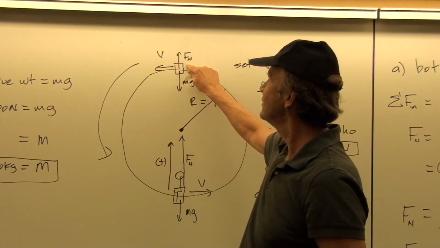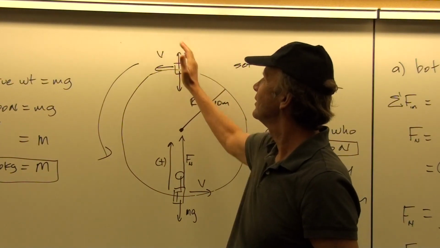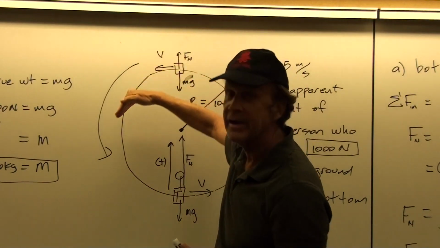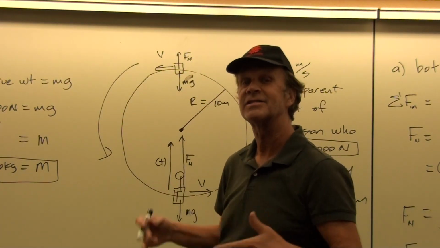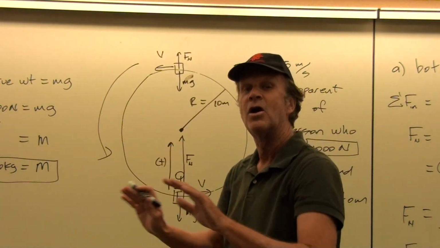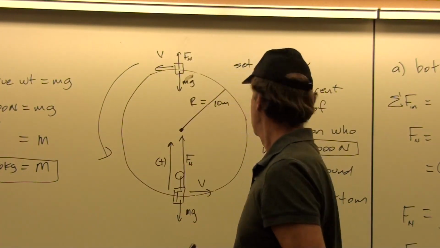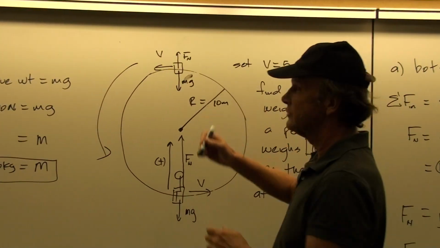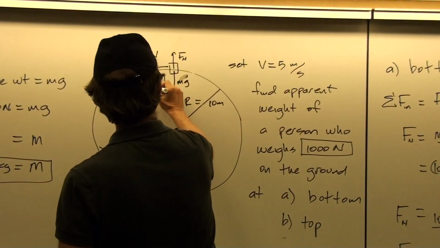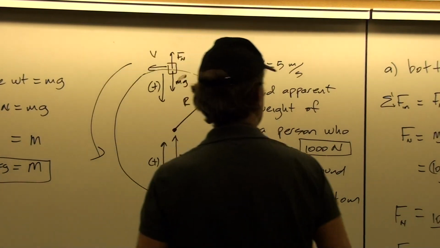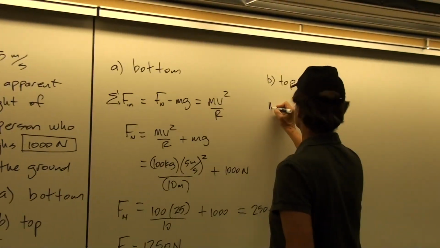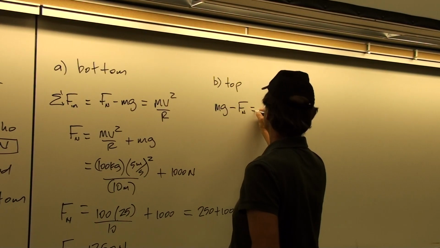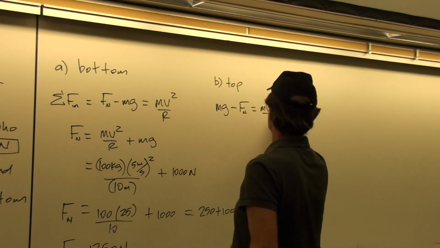Okay, but here, we're not going fast enough so that the person flies out, but rather they're just going to feel a little bit lighter as they go up over the top. And so this is a sensation you probably felt before when you've gone up over a hill and you felt a little lighter up at the top. Okay, so at the top then, we can say that the positive direction is still toward the center of spin. So that means mg is going to be in the positive direction. It's going to be mg minus f normal equals mv squared over r.